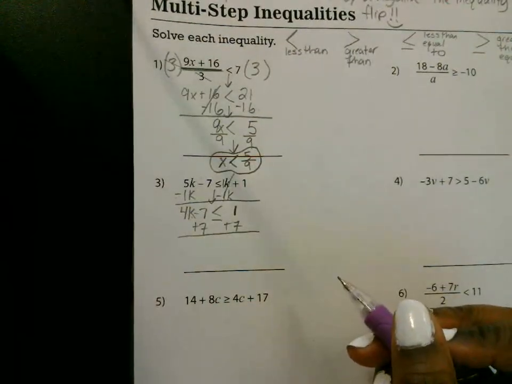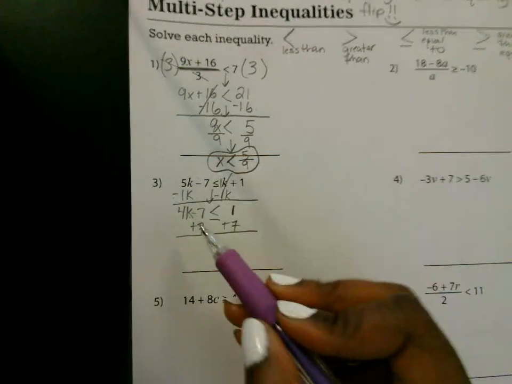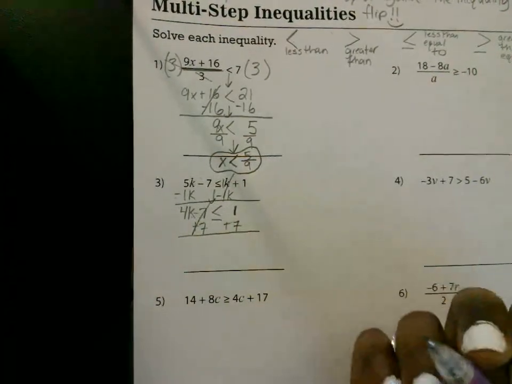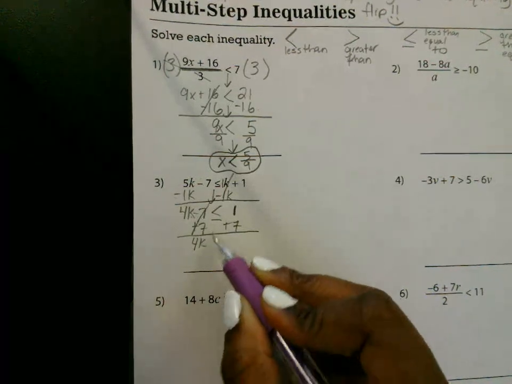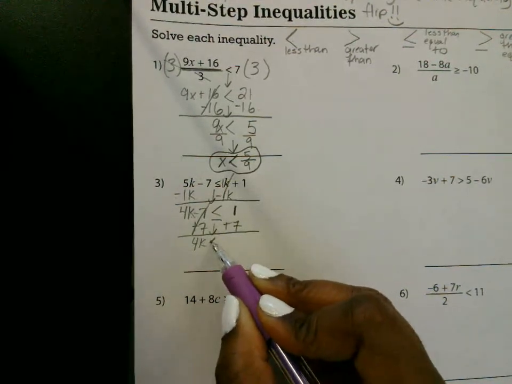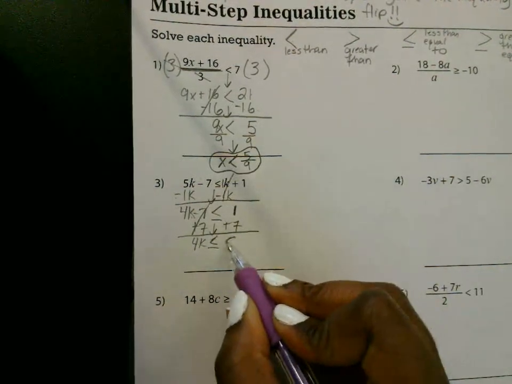All right. This is plus 7. Okay. This gives you 4K. Bring down the less than or equal to, and this gives you 8.